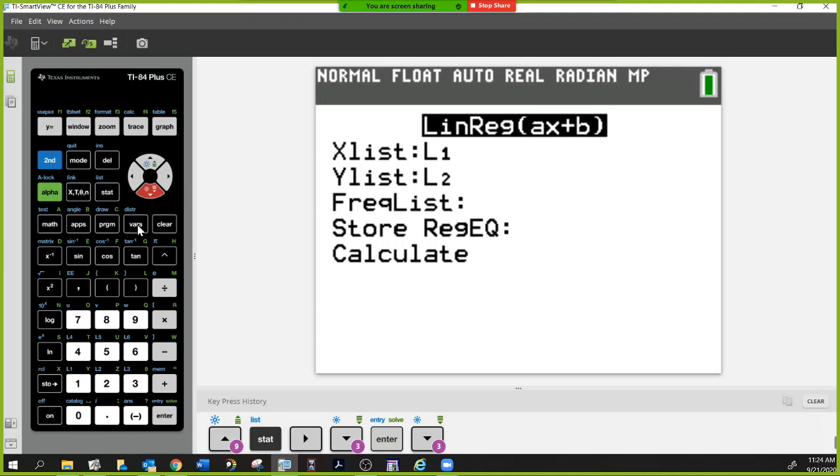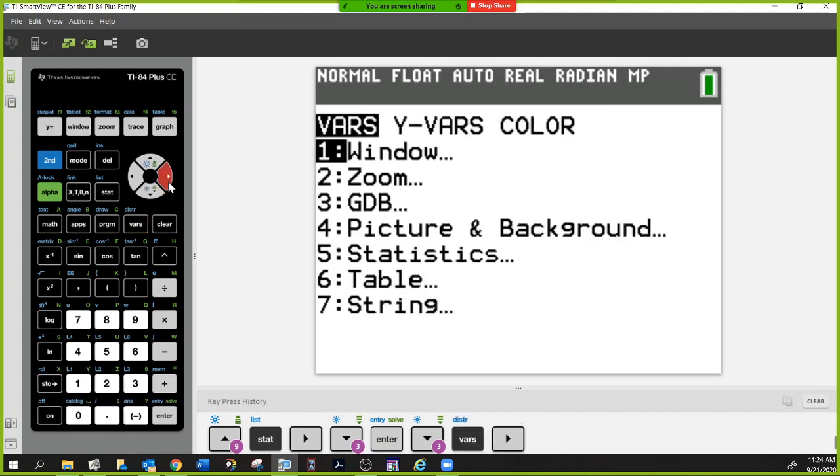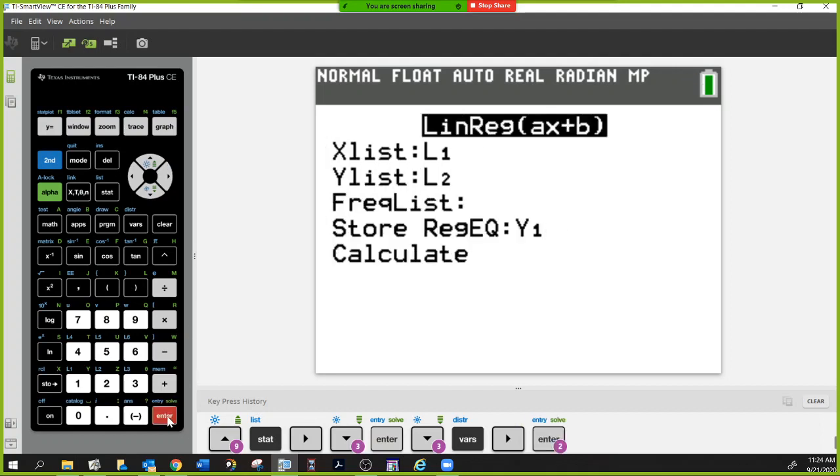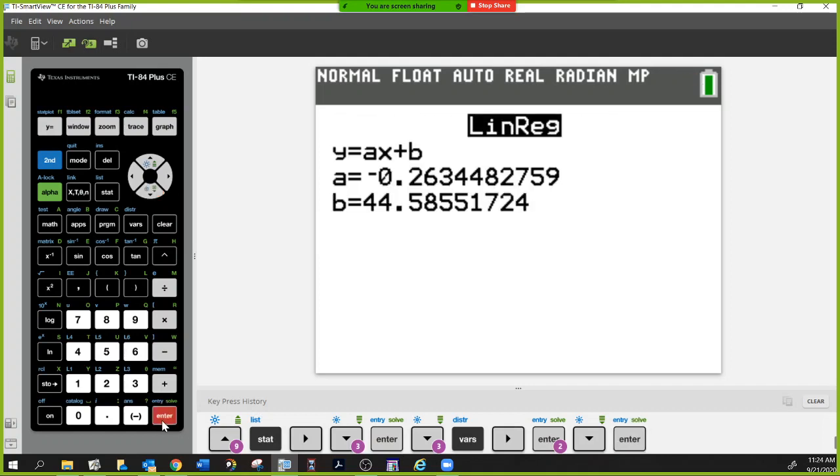I think I can go to vars. You don't have to do this. Let me see if I can just do it real quick. Vars, yvars. Yes, it's a function. Let's call it y1. Okay, and I'm going to hit calculate. Now it just spit out an equation for me.